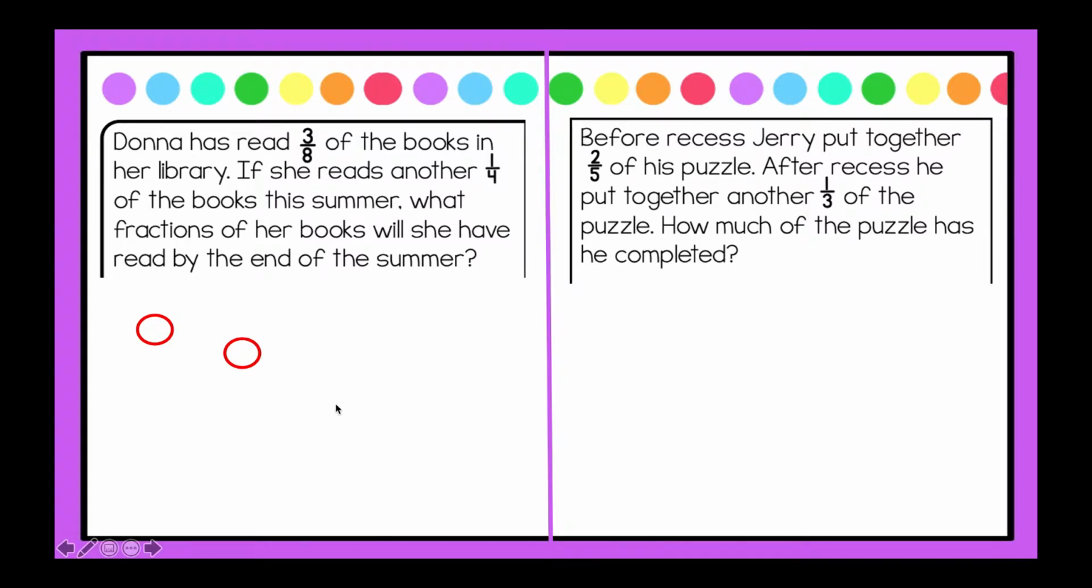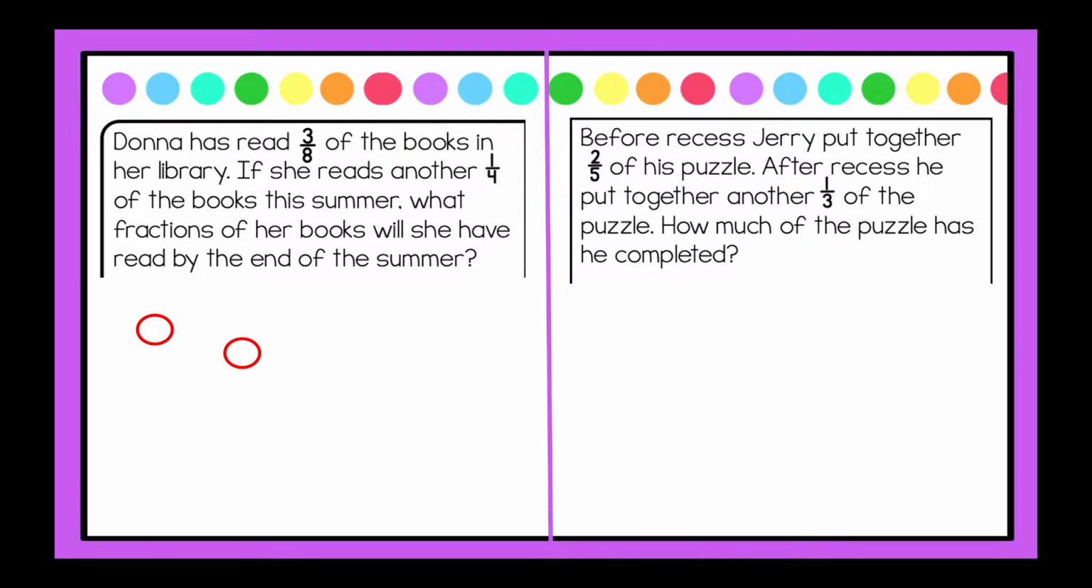Donna, why in the world? I don't know why these circles are there, but we're just going to go with it. Donna has read 3/8 of the books in her library. If she reads another 1/4 of the books this summer, what fraction of her books will she have read by the end of summer? So we're going to go through the CUBES strategy.